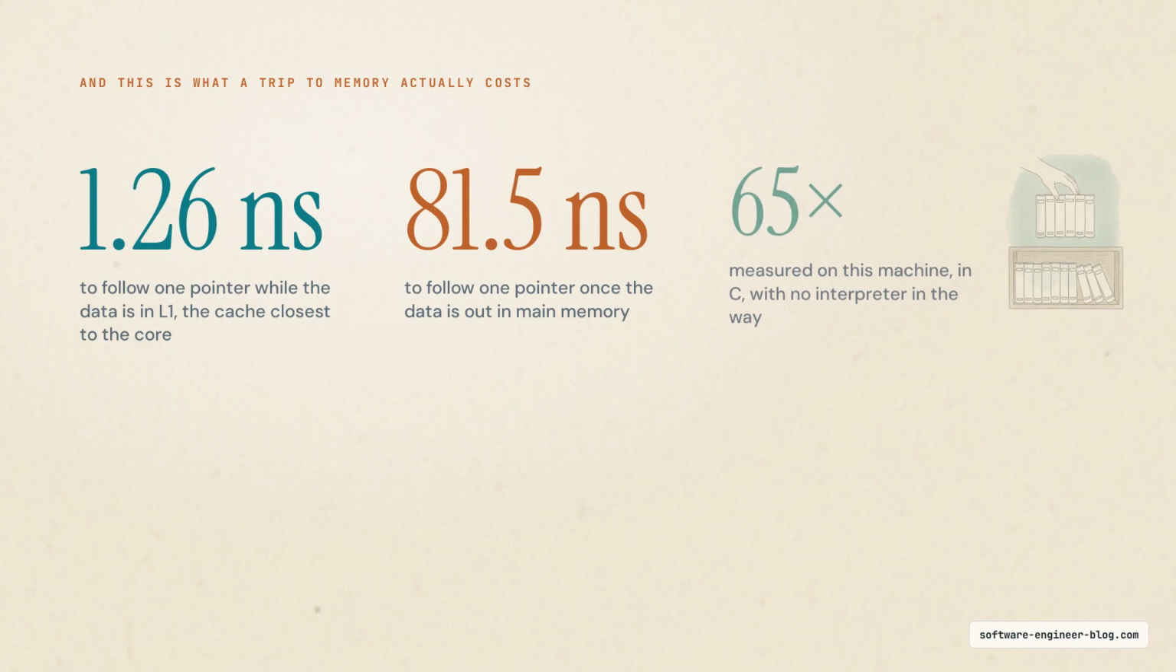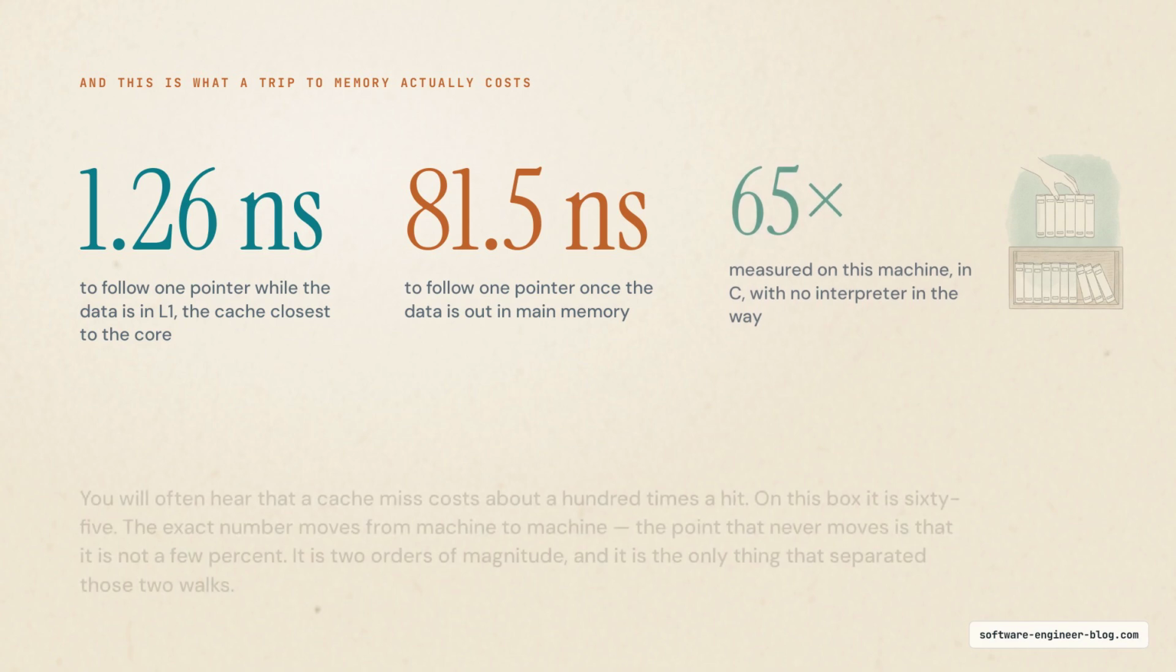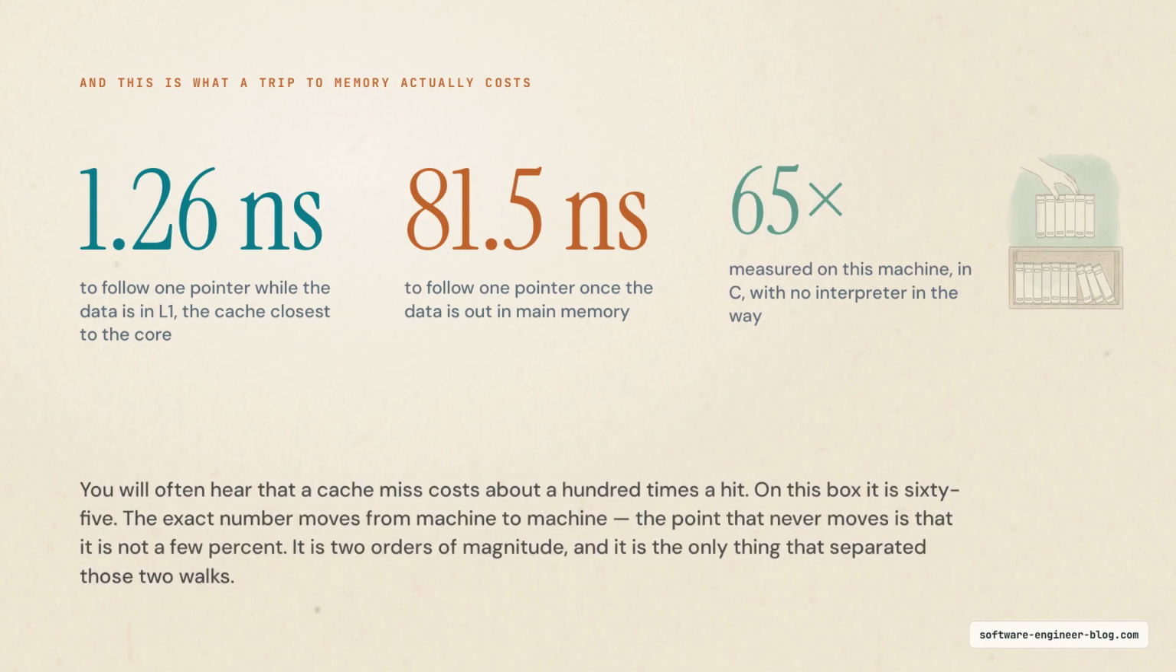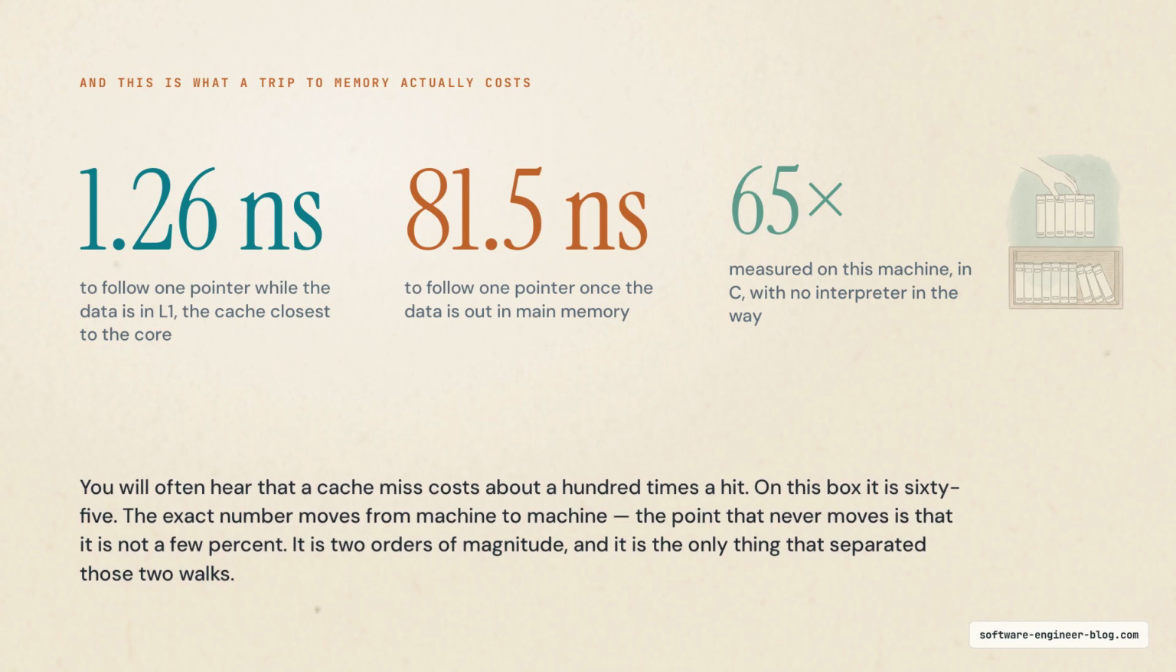You will often hear that a cache miss costs about 100 times a hit. On this machine it is 65. The exact number moves from machine to machine. The point that never moves is that it is not a few percent. It is 2 orders of magnitude, and it is the only thing that separated those 2 walks. But distance is only half of it. Here is the other half.